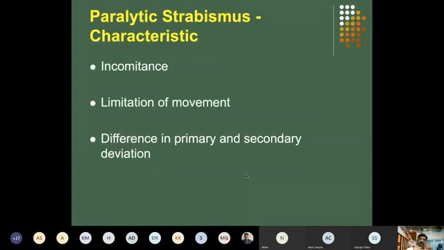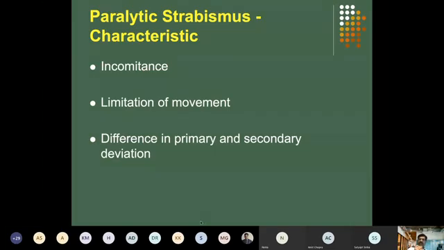A few things we do need to know about paralytic strabismus is about its characteristics. First is incomitance. By incomitance, it means that at different gazes the angle of the squint is different. That is called incomitant. Comitant strabismus, on the other hand, is mostly on all gazes the measurement is more or less the same.